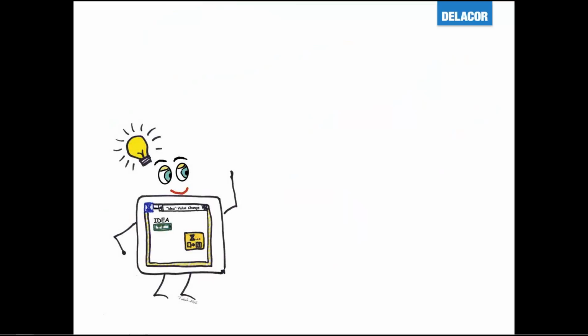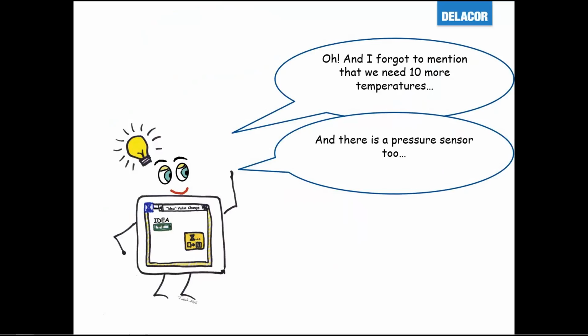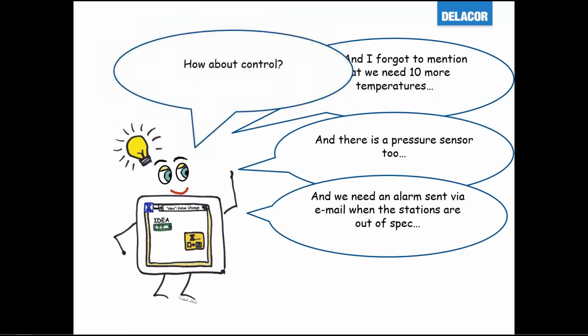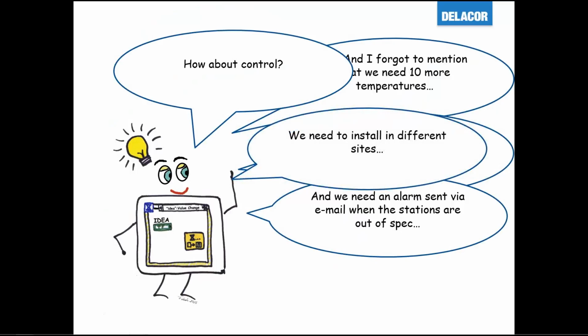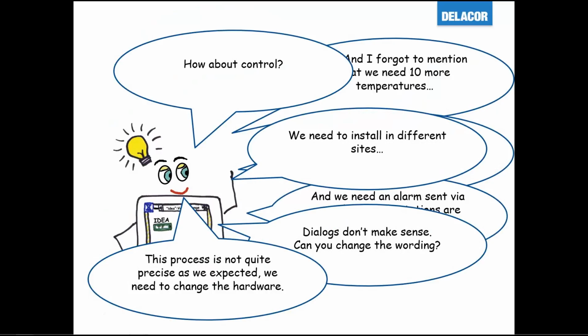Okay, and looks like we get another idea here. Oh, I forgot to mention, we need 10 more temperatures. Oh, there's a pressure sensor too. Oh, we need an alarm sent via email when the stations are out of spec. Oh, who's going to control this? Oh, can we install this on different sites? Oh, by the way, the dialogues don't make any sense. Can you change the wording? Oh, this process isn't quite as precise as we expected. We need to change the hardware.